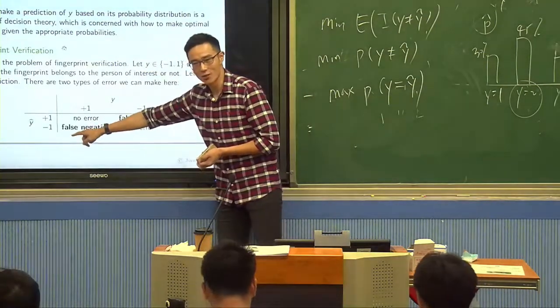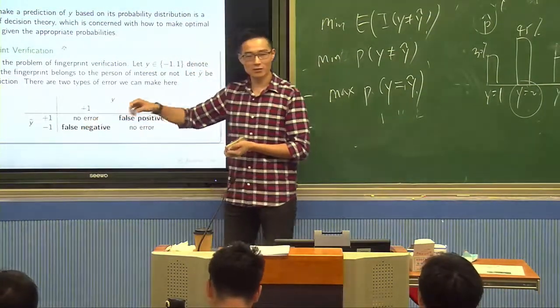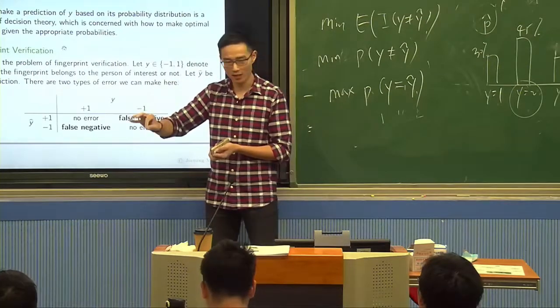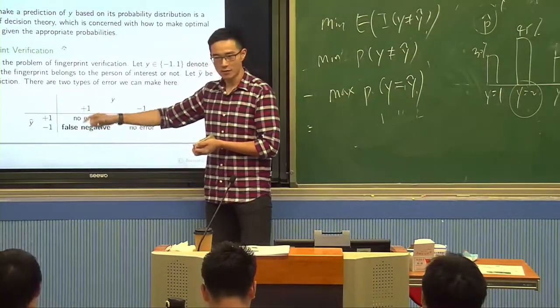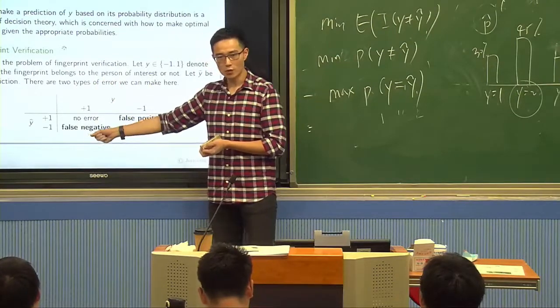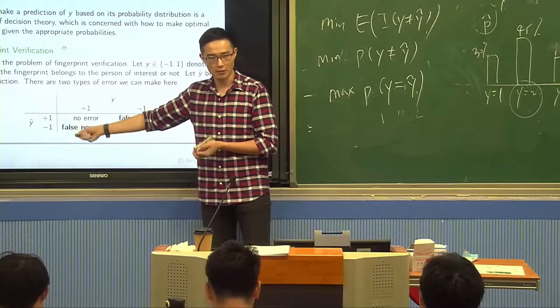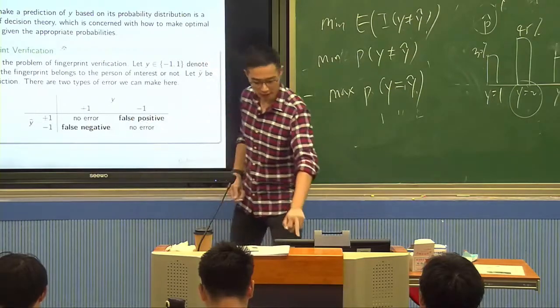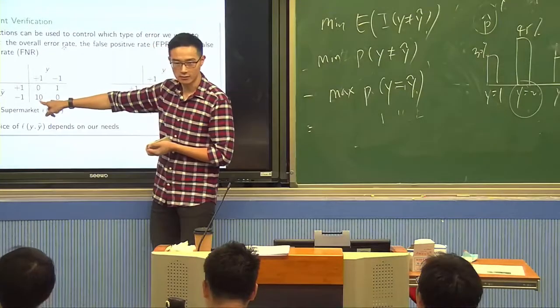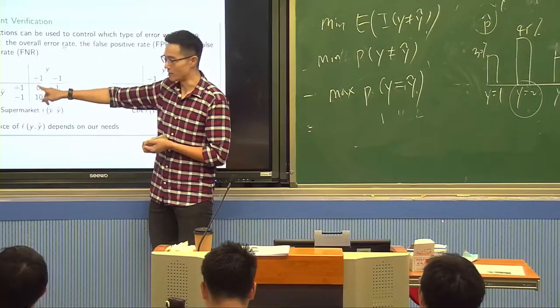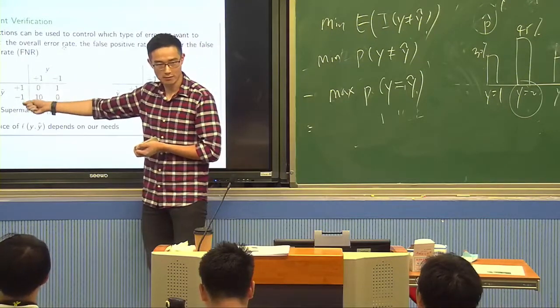False negative, okay? You're worried about false negative. So in order to minimize false negative, in other words, this is not important, this is more important to you. So we really want to minimize this. In order to minimize this error, we should penalize it. We should give a higher penalty than 1. So for the supermarket, I'm going to say 10 here. Not 1, but 10. I really want to penalize this.